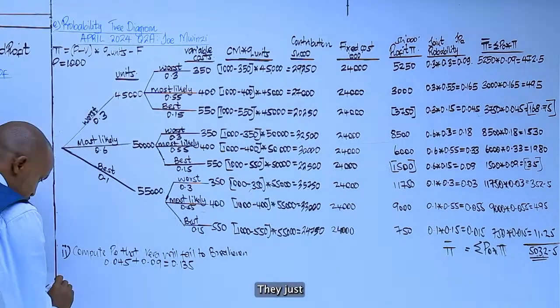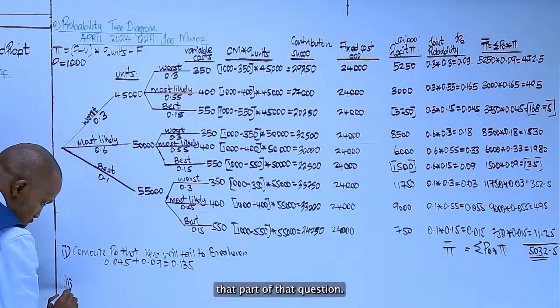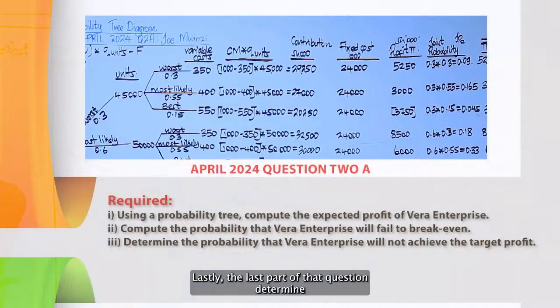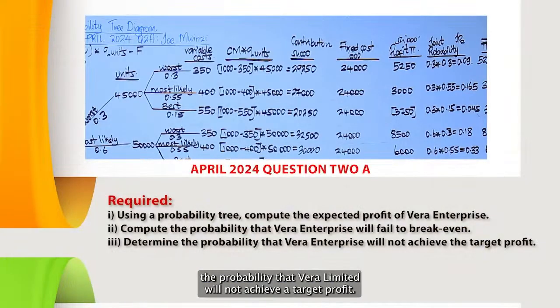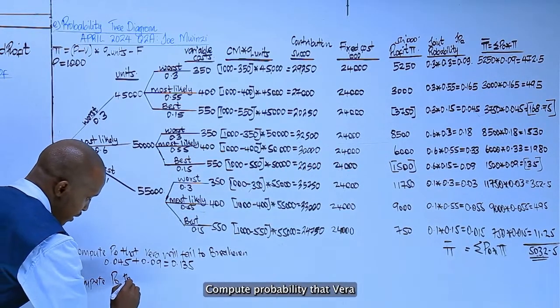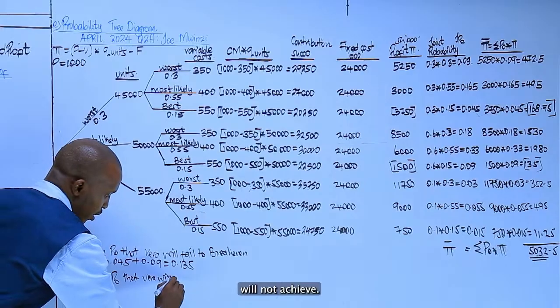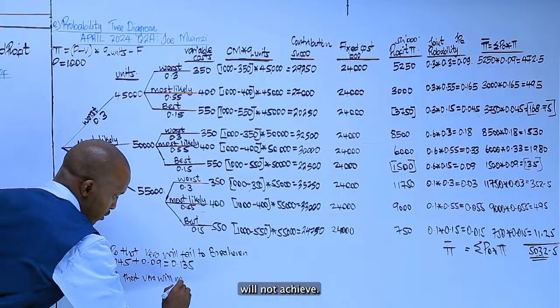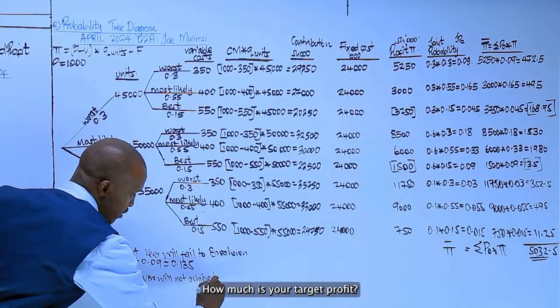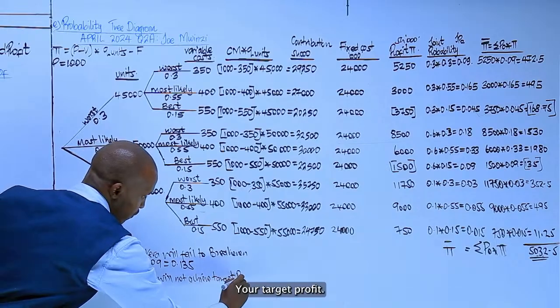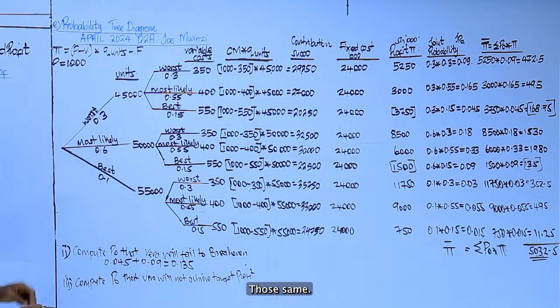The third part of that question, lastly, the last part of that question: determine the probability that Vera Limited will not achieve a target profit. Compute the probability that Vera will not achieve the target profit. How much is your target profit? Your target profit, they were saying, was 6 million.